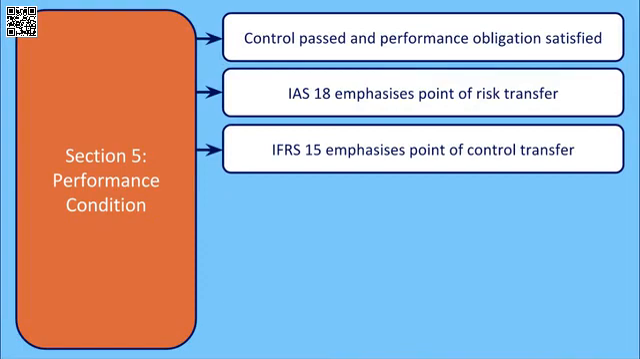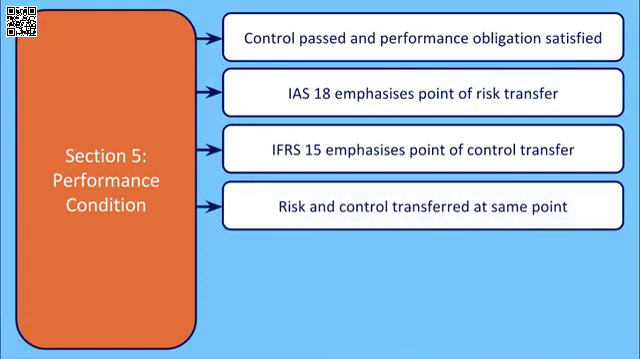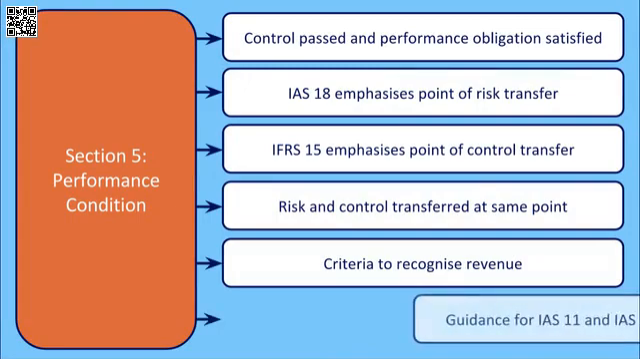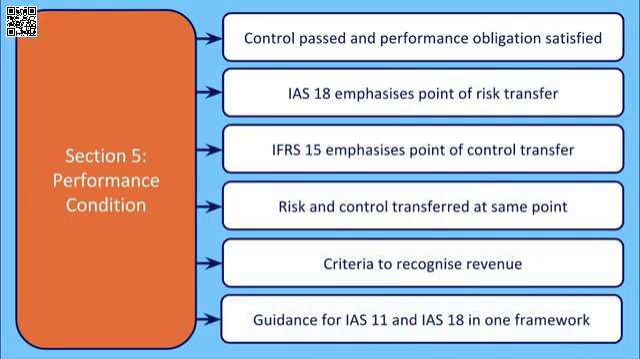For many organisations, risk and control may be transferred at the same point, but for others this may not be the case. The standard gives criteria to decide whether revenue is recognised at a point in time or over time. In this way, it allows the guidance for construction contracts, previously IAS 11, and revenue, previously IAS 18, to be combined into the one framework.